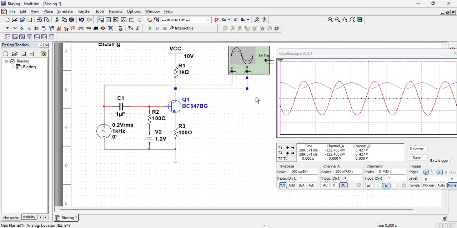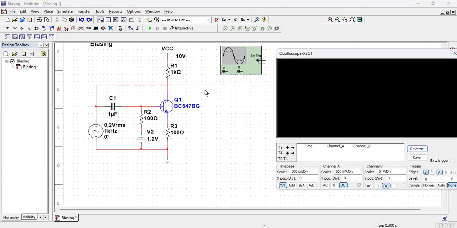Right? So what we can do at the output, I connect a DC separator. I connect a capacitor, right? Sorry, not this line. This was the input line.